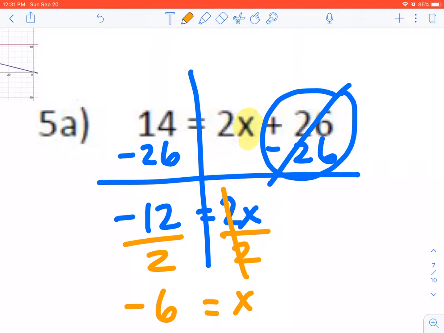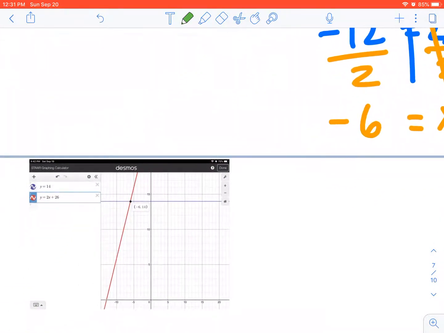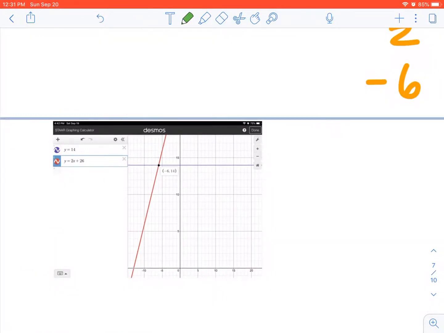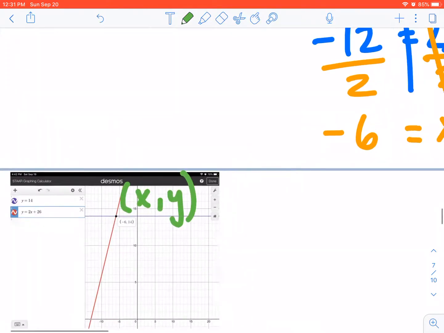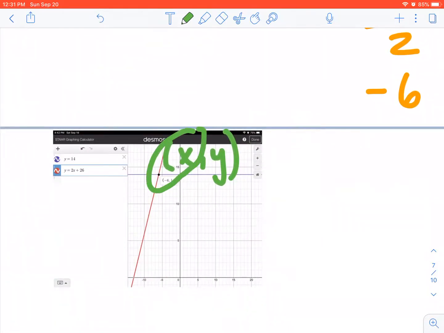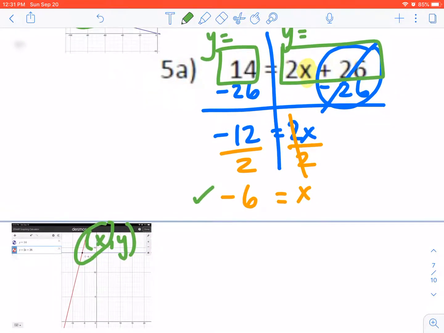Again, since there's only one variable, we can go and check this one on Desmos. This is going to be box equals box. So we're going to type them in. Y equals, y equals. So that's what I did down here. Y equals 14, y equals 2x plus 26. And I find where they cross. I'm going to push, pull, and drag my screen around until I get that intersection. Remembering that we're looking for our x value from our question. The x number comes first. So that answer is going to be a negative 6. And that's what we got. So we know that we did it right. So that really comes in handy when you have regular equations.